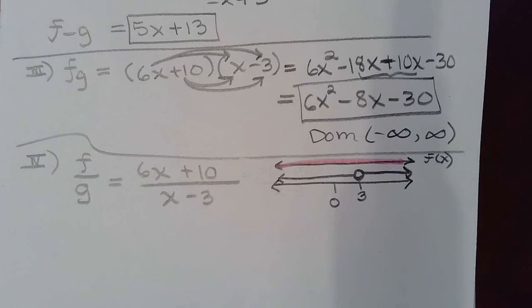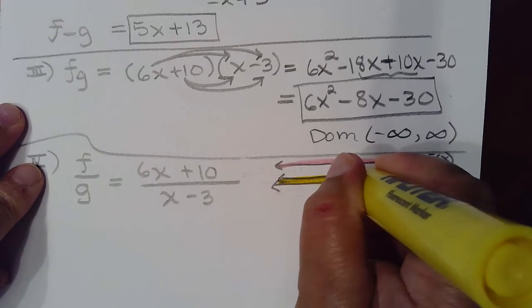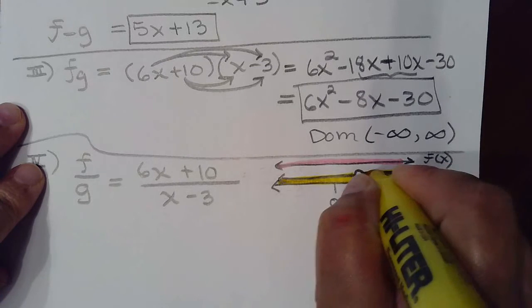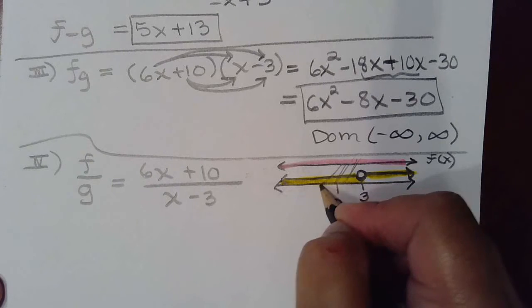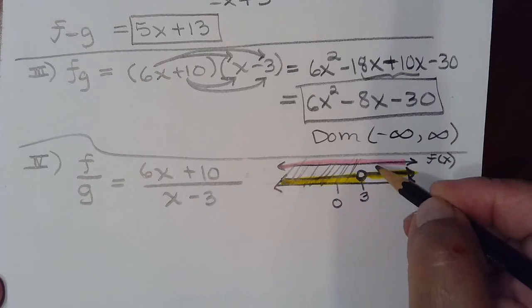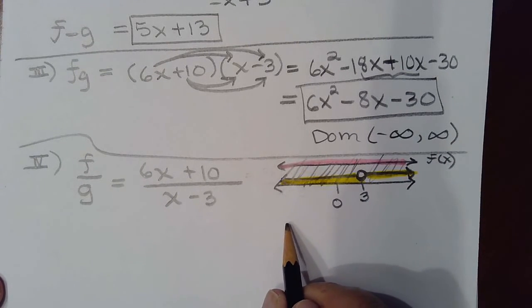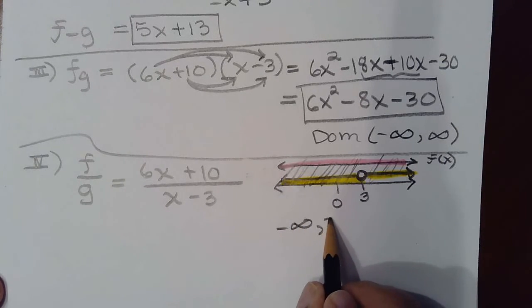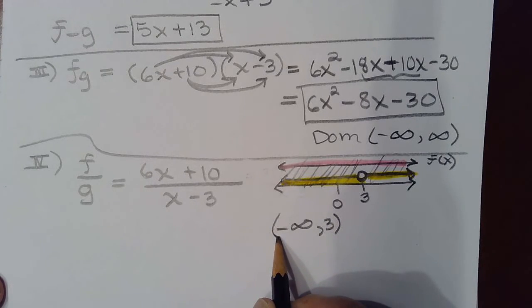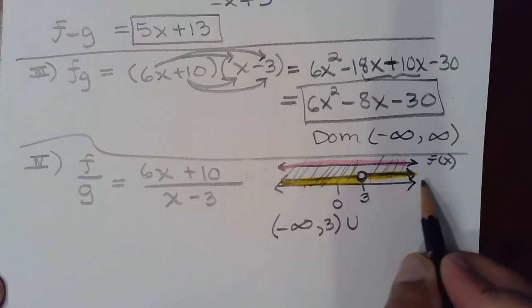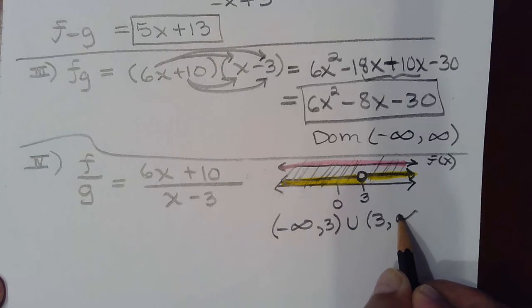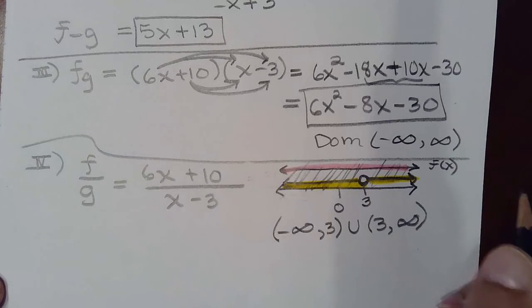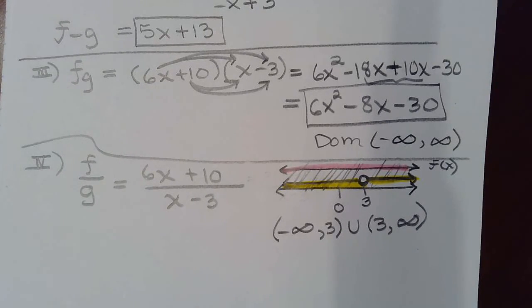So when we look at the domain for those two functions, it's everything to the left of 3, everything to the right of 3. So the overlap would be all of this, everything to the left of 3, everything to the right of 3. And that is stated like this: negative infinity up to 3, not including 3, or anything to the right of 3 would be 3 to positive infinity. All right, and that completes the domain.